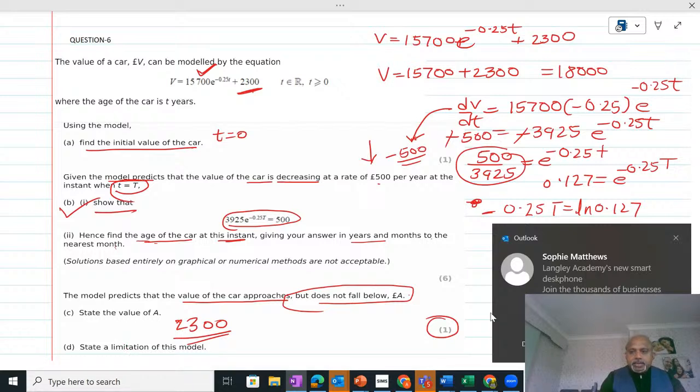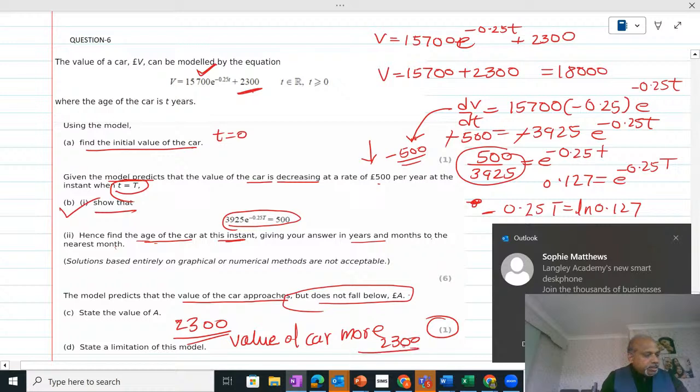Now state the limitation. So what should be the limitation? For this question, the minimum value is 2300. So the value of the car will always be more than 2300. This is what the limitation is, meaning in this scheme we need to pay more than 2300.